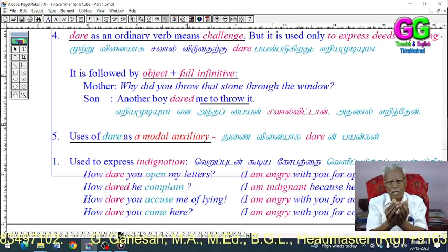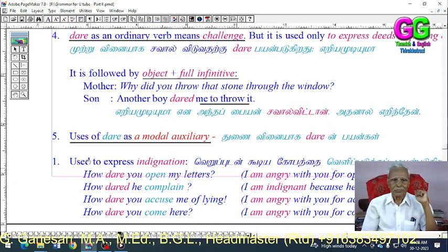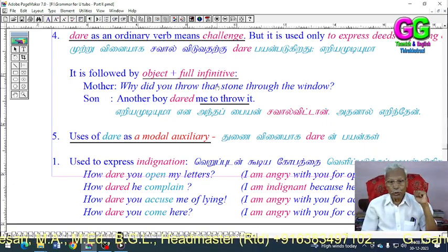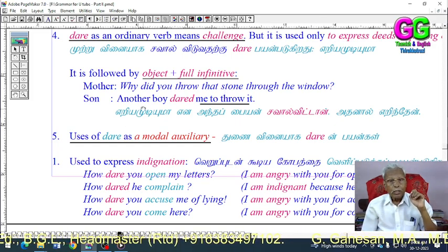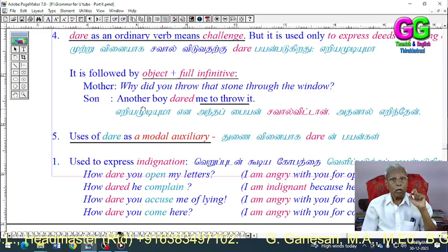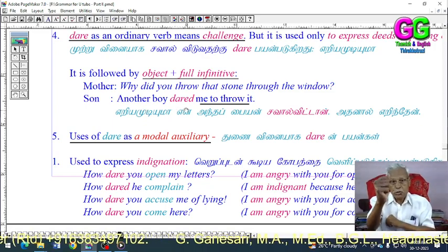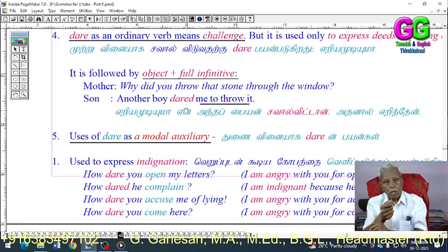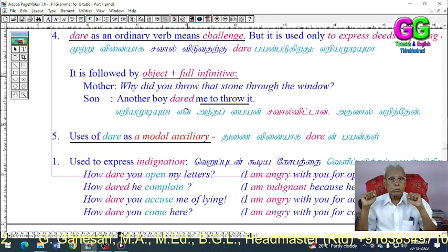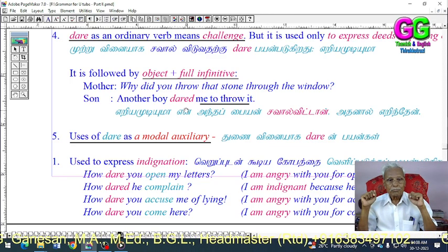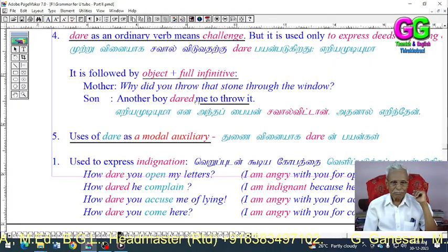This much meaning is hidden in this sentence. "Why did you throw that stone through the window?" "Another boy, dear mother, another boy challenged me." Another boy dared me means the other boy challenged me whether I could throw the stone through the window. So I did. So I threw the stone through the window.